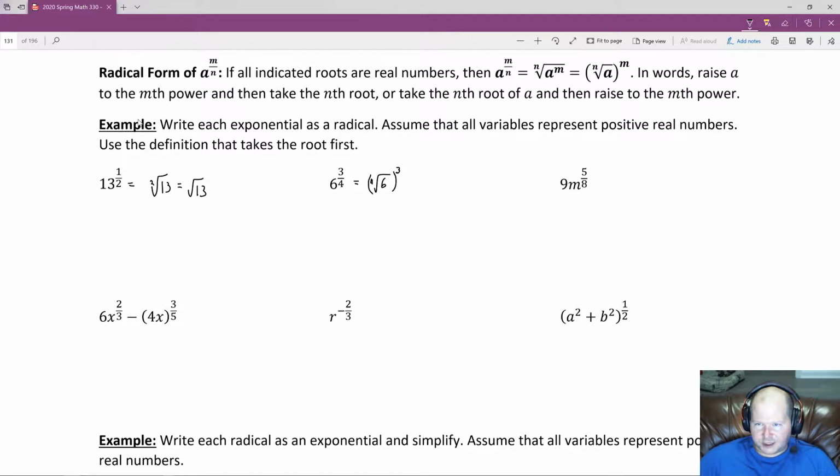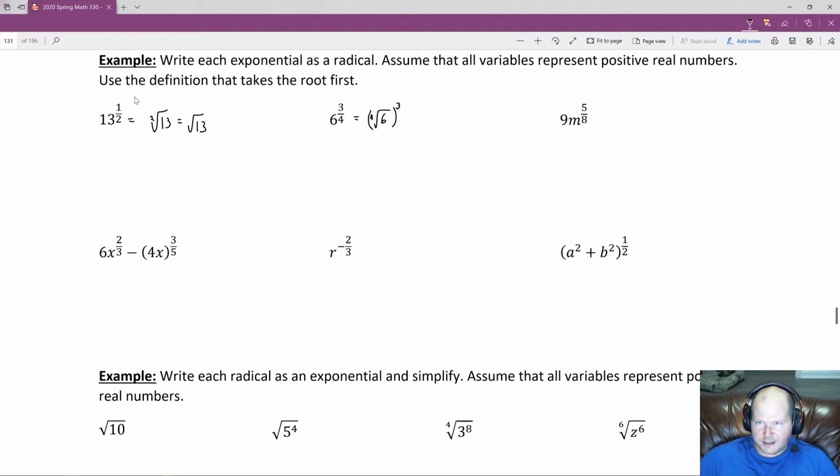Now here you just have to make sure that you differentiate between these two factors, right? These are multiplied together, so these are factors. They have different exponents. So the first one has a 1 exponent, which means you don't really do anything with it. But the m has the 5/8.